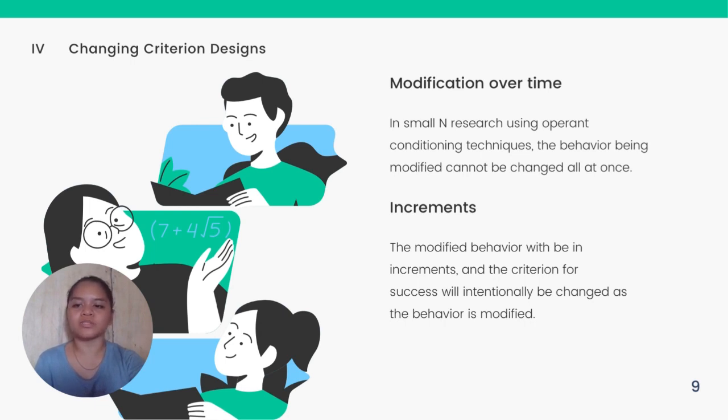This approach allows for a more tailored intervention that is challenging enough to promote progress, but not so challenging that it becomes unachievable. Using increments in changing criterion designs allows for a more precise evaluation of the intervention's effectiveness by tracking the participant's progress towards the desired outcome. This approach also allows for adjustments to be made to the intervention as the participant makes progress towards the desired outcome.